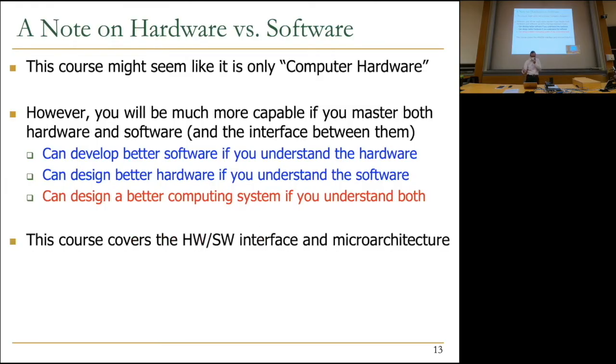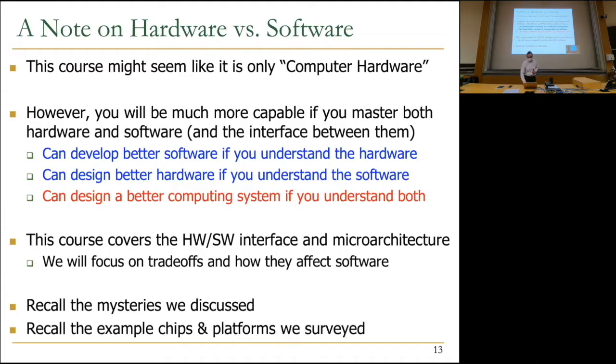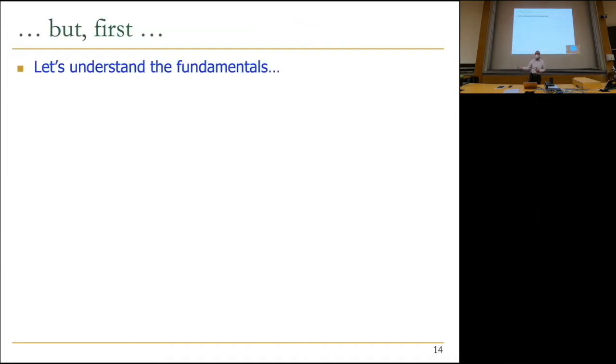as we will see that picture again, right? Transformation hierarchy. So basically, we will cover the hardware-software interface and the microarchitecture, and we will focus on trade-offs and how they affect the software. Recall the mysteries we discussed, for example. They're actually affecting the software. RowHammer, something very device level, is affecting the software, right? And people are trying to solve the problem in software. And example chips and platforms we surveyed in the last 3 lectures, we actually surveyed a lot of different platforms. I'll remind you a little bit of that. And those platforms are designed for software to execute, including the Airbus chip that some of you attended the seminar for. But first, we need to start with the fundamentals.